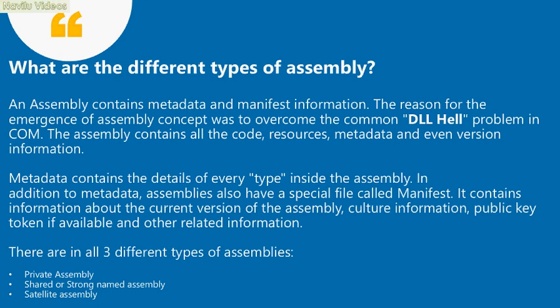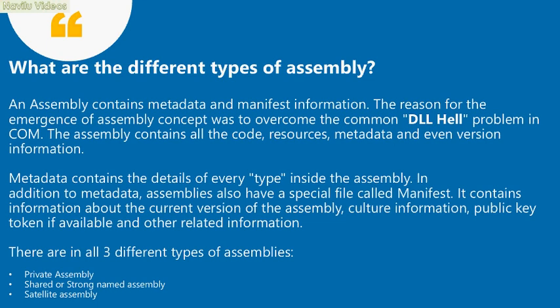What are the different types of assembly? An assembly contains metadata and manifest information. The reason for the emergence of the assembly concept was to overcome the common DLL hell problem in COM. The assembly contains all the code, resources, metadata, and even version information. Metadata contains the details of every type inside the assembly.